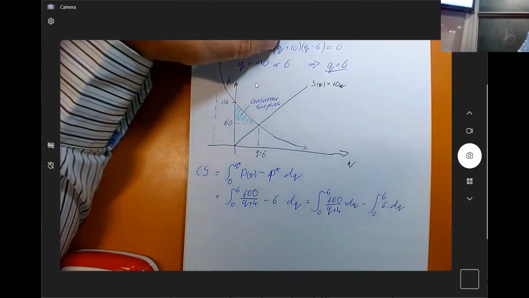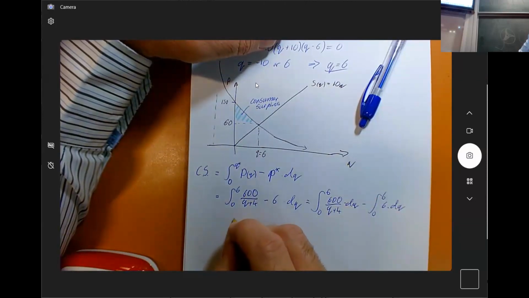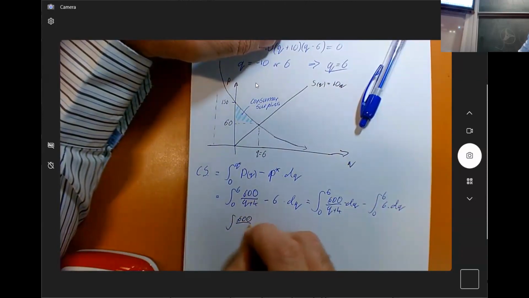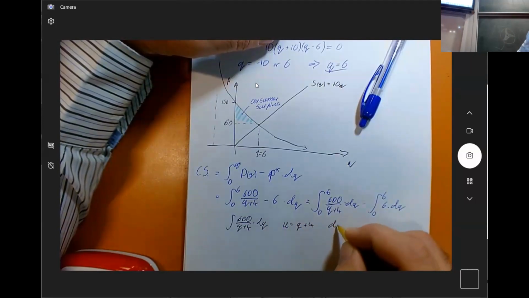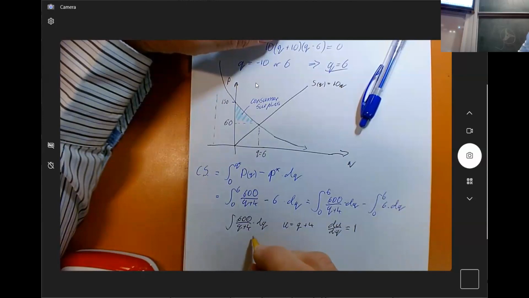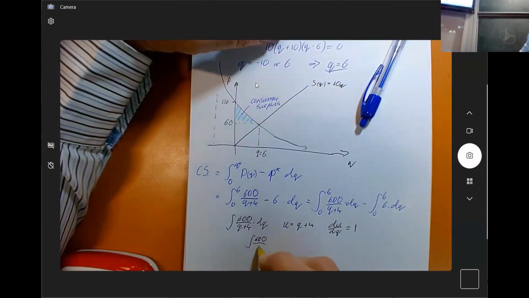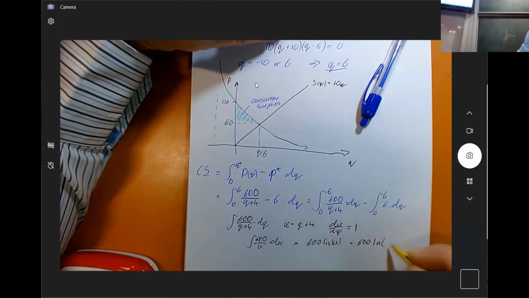And for this one here, what I really should do is take the integral of 600 on Q plus 4, and go U equals Q plus 4, so du on dq is just 1. So I can write this as the integral of 600 on U du, and that allows me to go, that's 600 ln of U, which would be 600 ln of Q plus 4.